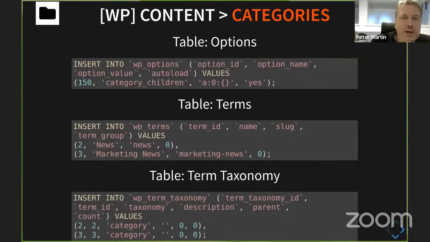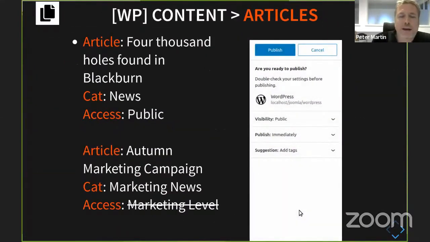Well, there is a table called WP options. It stores everything. In this case, the word category children, and I'm not really sure why it does it like that. We have a couple of new WP terms. They have a terms table where they store news and marketing news. They have also a taxonomy table. And what is really weird, I think, is they have something called count. It says 0, 0. I will come to that later. Then we have, I'll create 2 new articles. One should be public on the marketing level, but that's not possible.